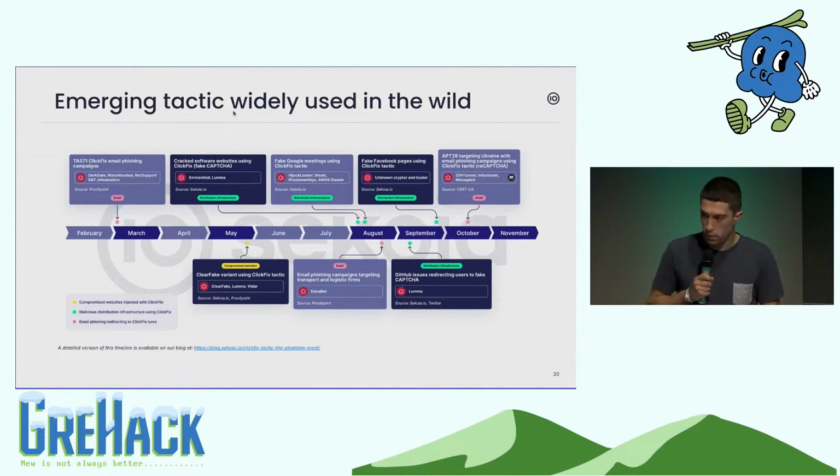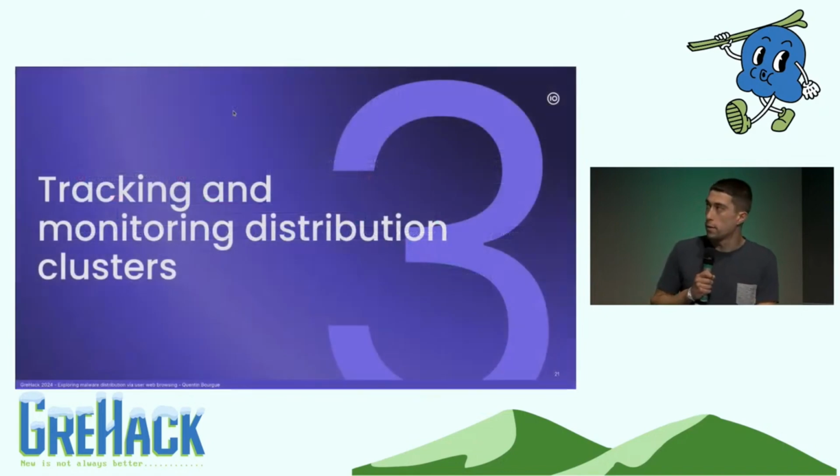So now we are finished with the ClickFix tactic. Let's enter the third part. This is my daily job at Sequoia. It's to track the adversaries' infrastructures, to monitor many threats and different campaigns. So first, why do we track the adversaries' infrastructures?